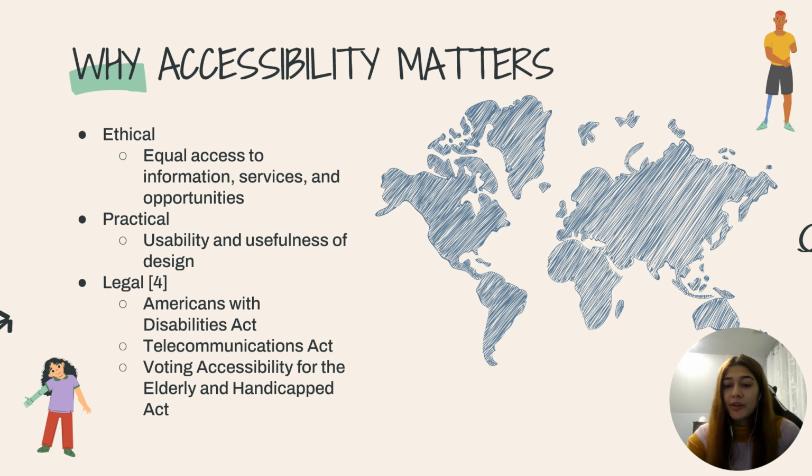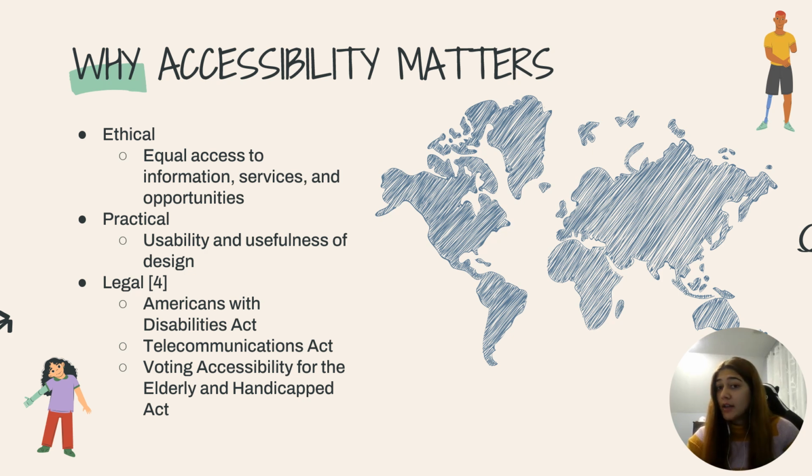Accessibility is fundamentally about inclusion. Everyone, regardless of their abilities, deserves equal access to information, services, and opportunities. Accessible design also often improves usability for everybody. For example, closed captions benefit not just people with hearing impairments, but also those watching videos in noisy environments, or, like myself, who can't fully comprehend without subtitles.